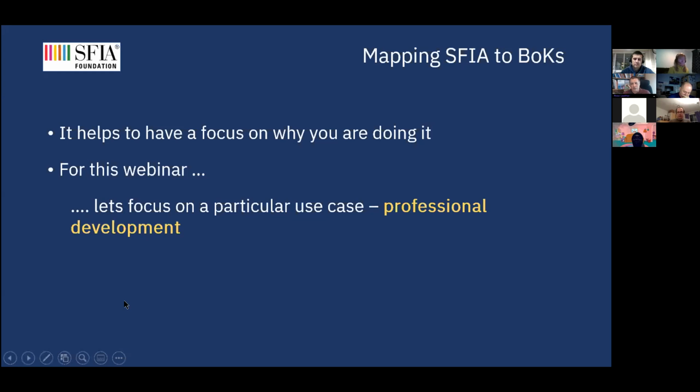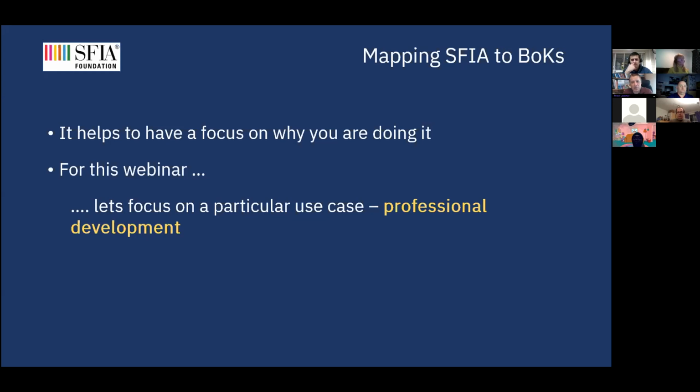Right, so shall I carry on now, Saffron? Yeah, go for it. One of the things I get involved in is quite a number of mapping exercises with Sophia, and we've mapped to other bodies of knowledge like the software engineering one. We've also mapped other frameworks like COBIT and ITIL and the US NIST cybersecurity framework.